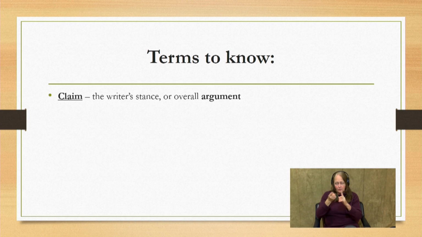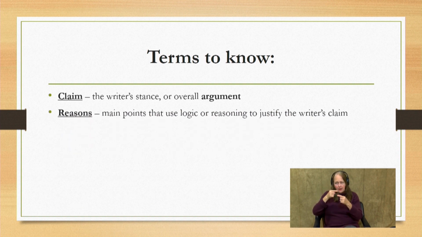First of all, what is a claim? Well, it is your argument. It is the writer's stance or the overall argument. It's what you believe and how you feel, what you think about something in particular. Secondly, when you make that argument, you state your claim, you got to back it up with a reason, the why. Why do you feel so strongly about that? So your reasons are the main points that use logic or reasoning to justify the writer's claim.